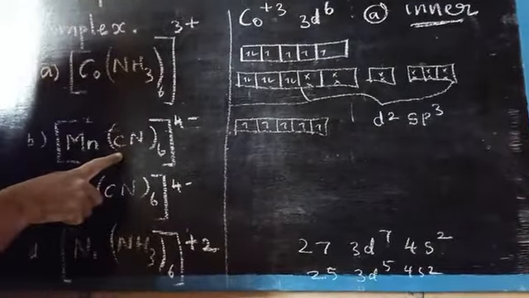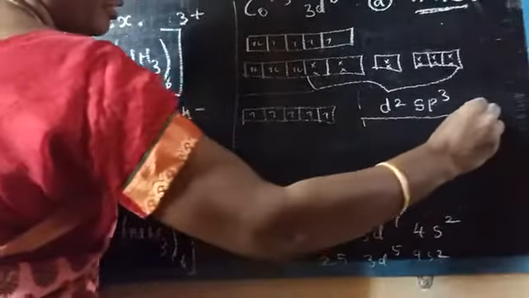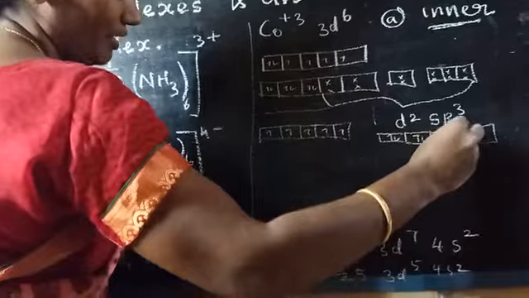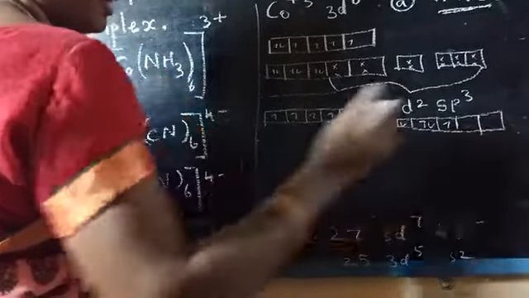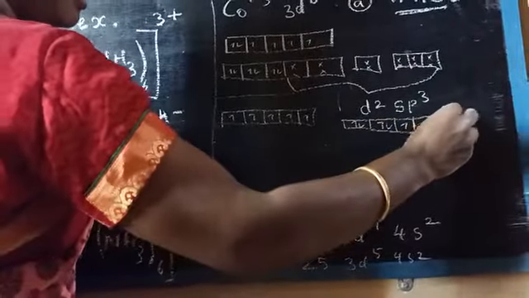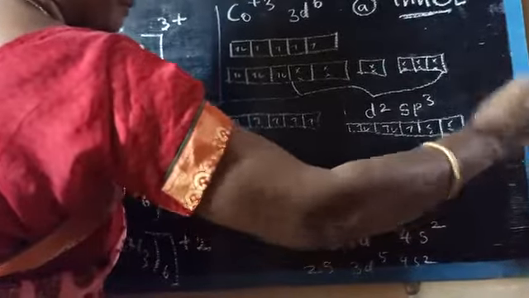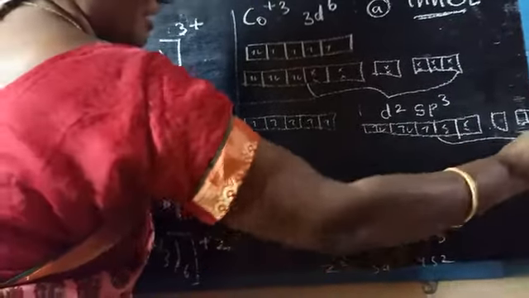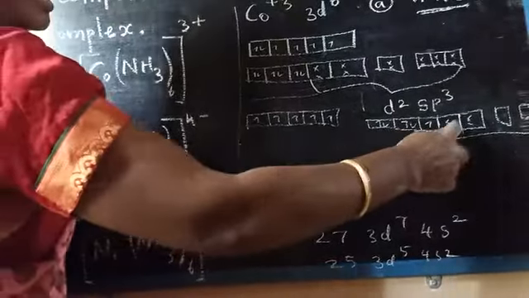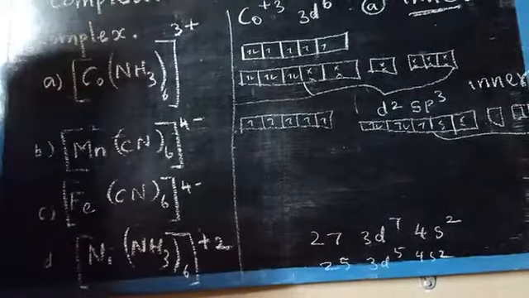Here cyanide is a strong ligand, so pairing starts. So now it looks like that. Okay, the remaining 2 shells are empty. So the cyanide ligands enter here: 1, 2, 3, 4, 5, 6. So totally, what about the hybridization? Again d2sp3 hybridization, electrons enter in the d orbital. So this also is denoted as an inner orbital complex.